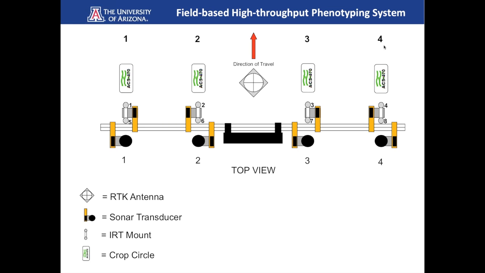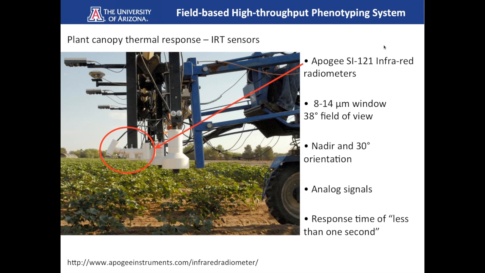So this is a schematic of the system that we have put together, looking at spectral sensors at the front, looking at sonar transducers for plant height at the very back, numbered from 1 to 4, from left to right, IRTs mounted in different positions. So we have, in this case, 8 IRTs mounted. Let's take a quick look at these sensors from the same picture and describe some of their specs very briefly.